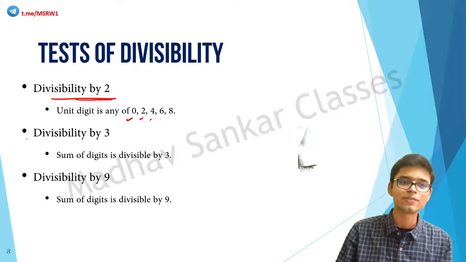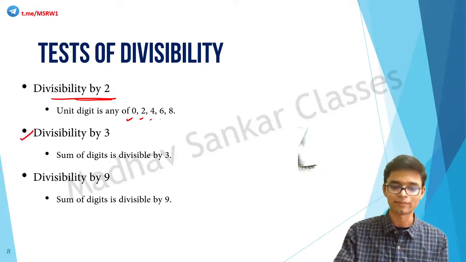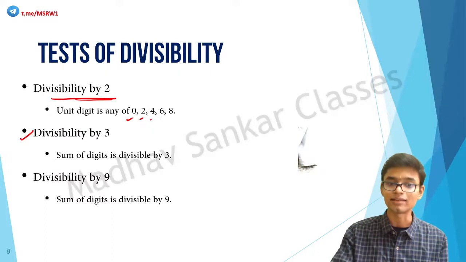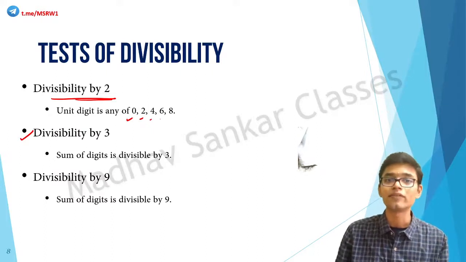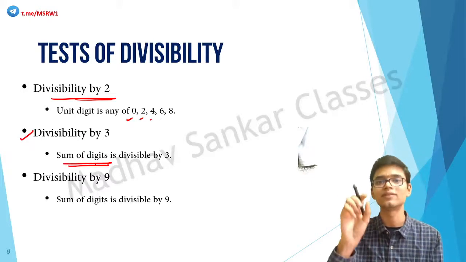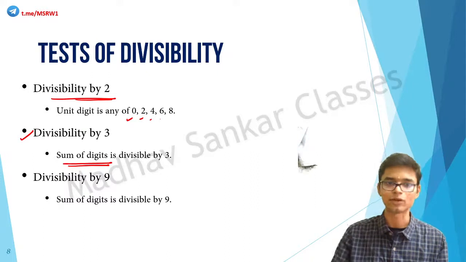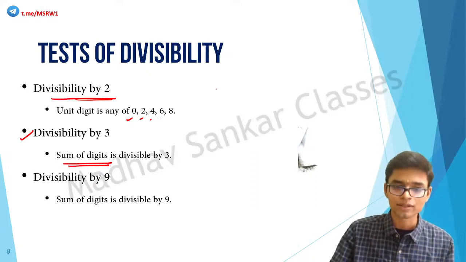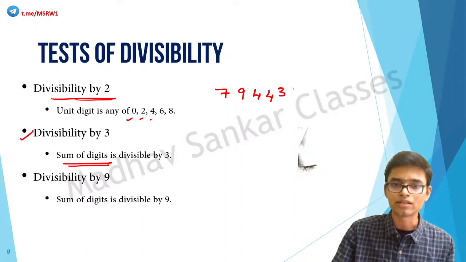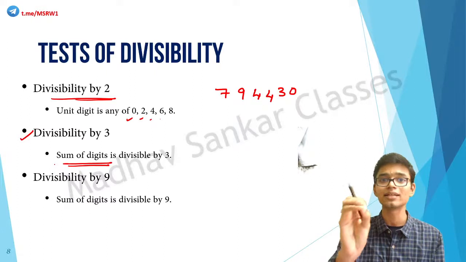Next comes divisibility by 3. How to check whether a given number is divisible by 3? What we have to do is find the sum of digits and see if the sum is divisible by 3. That's it. I will give you an example. Consider this number, 7944330. You have to check whether this number is divisible by 3.